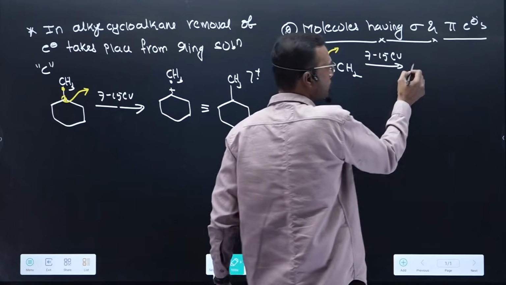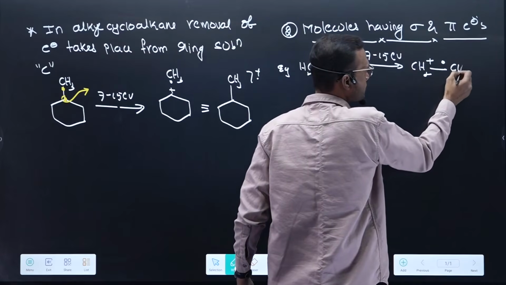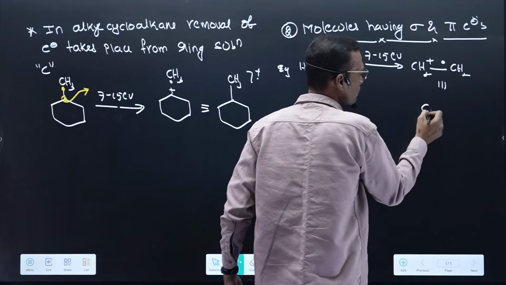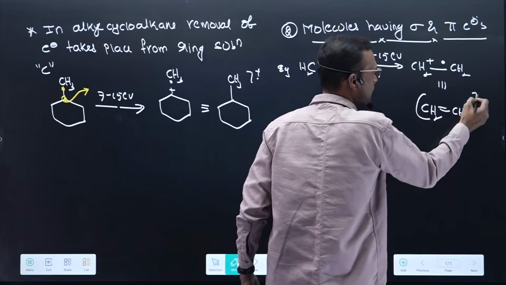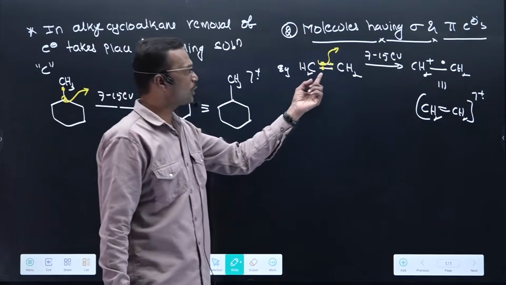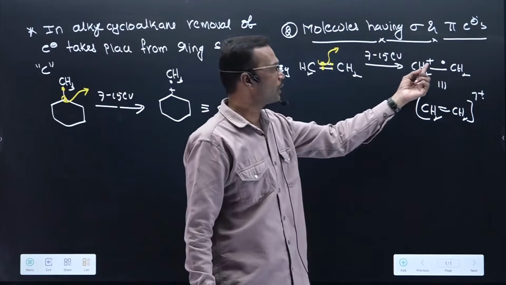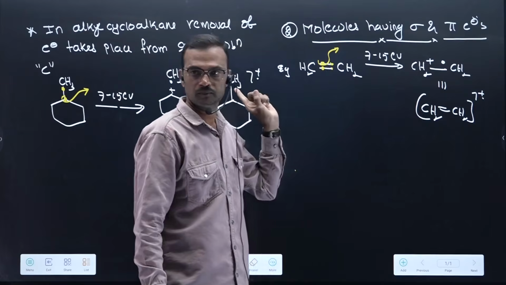If I remove this electron, this carbon carries a positive charge. Here it is a radical as it is. This is the answer, so you can also write it like this: CH2=CH2, radical cation. If I am given this molecule and you want to generate the molecular ion, remove the electron from the pi bond. Don't remove from sigma.